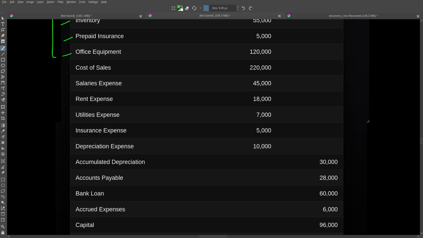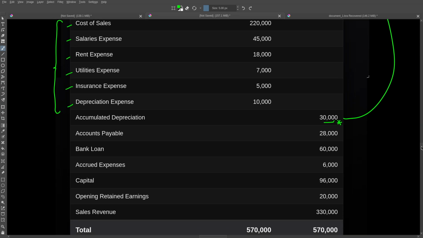So you can see from here, we have cost of sales, salaries expense, rent expense, utilities expense, insurance expense, and depreciation expense. This is a list of the expenses we need to include in the statement of profit or loss, okay? Remember, accumulated depreciation is used to reduce the asset account it relates to. In this case, this is going to be used in preparing the balance sheet, where the net book value of this office equipment will be less this 30,000, okay?